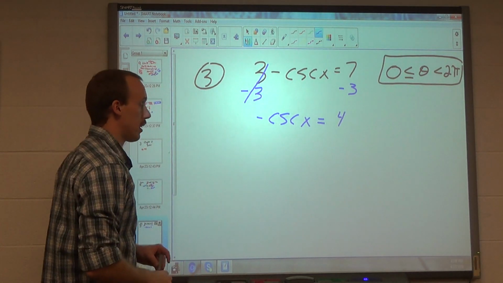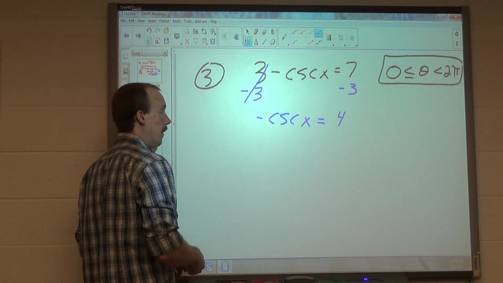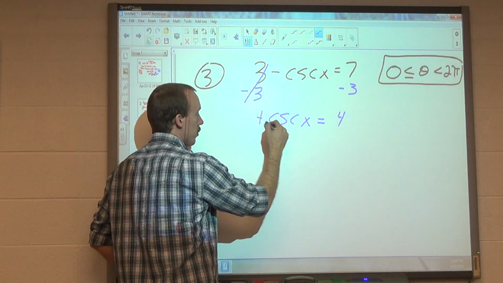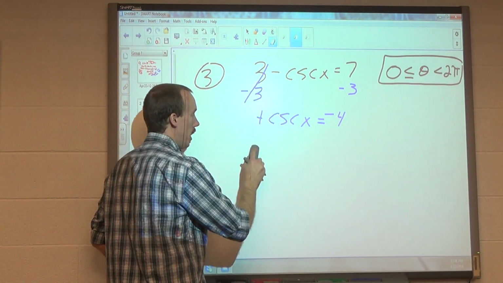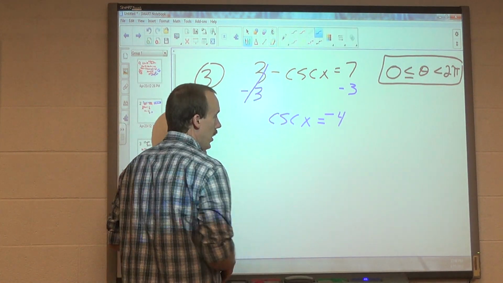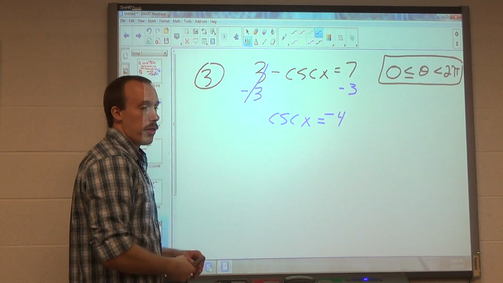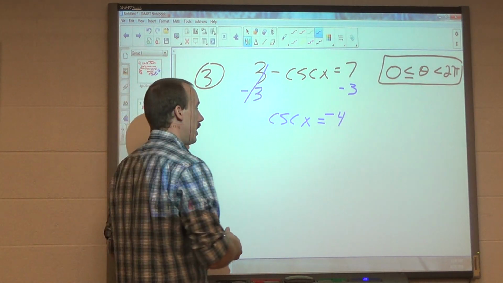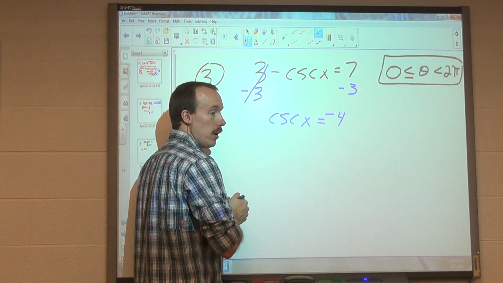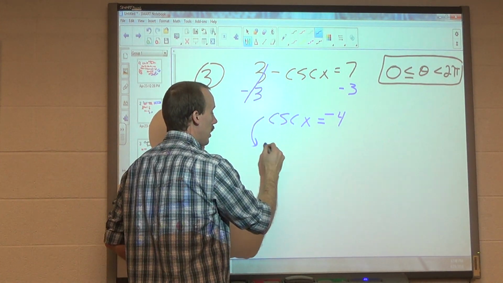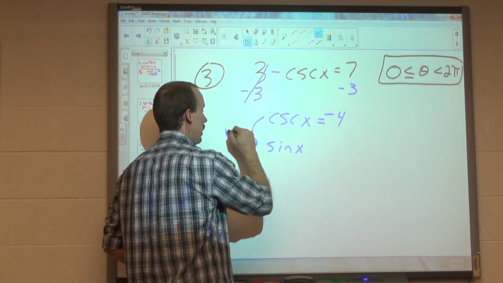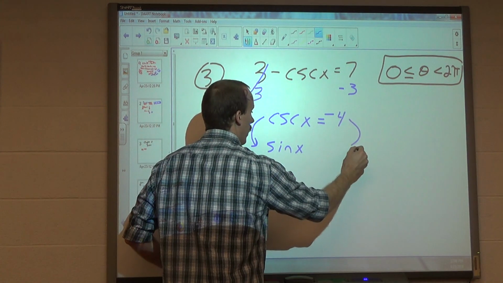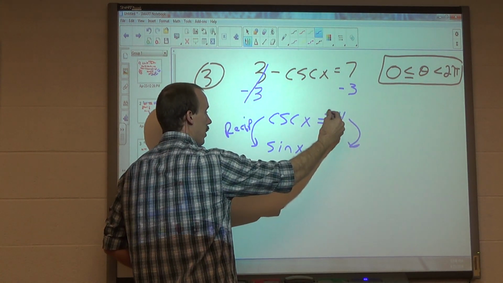What's the next thing that's farthest away from the variable on the same side? Negative. How do you move that negative? You multiply by a negative, or you just switch the signs. So now I've switched the signs. Now I've got cosecant. Is that one of the 3 trig functions on my unit circle? No. What is related to cosecant though? Sine. So if I did the reciprocal on one side, what do I have to do to the other? Reciprocal. What's the reciprocal of this?